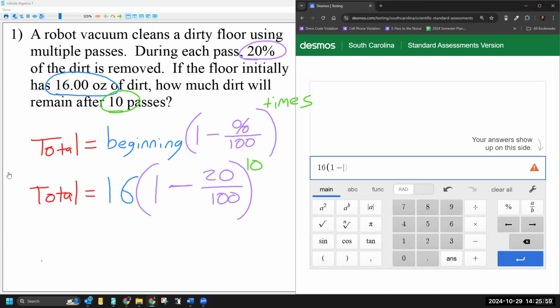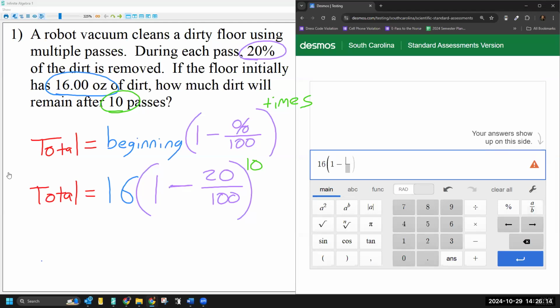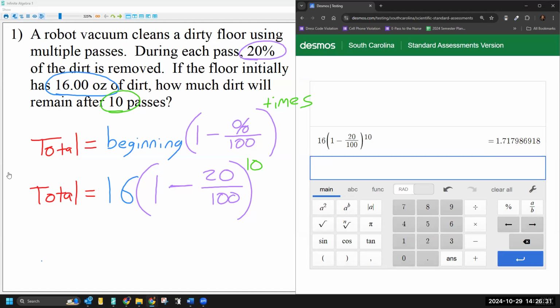I started typing it in. I typed in 16 parentheses 1 minus, and now I have a fraction. How do I put the fraction in? Over here in the top right-hand corner, it says A over B, so that gives me my fraction. We got 20 on the top. 100 on the bottom. Close the parentheses. And my exponent, so A to the power of B, is 10. And I hit enter. Now that gives me a really long decimal.